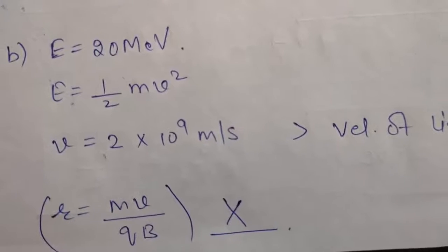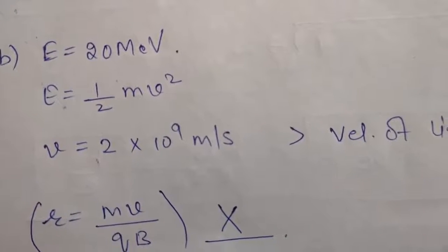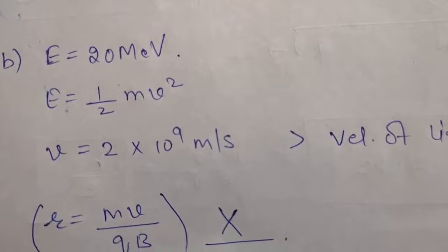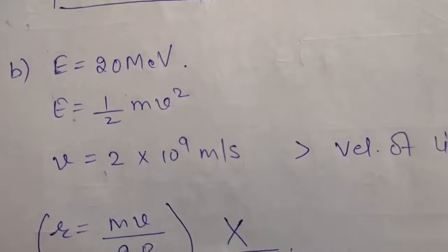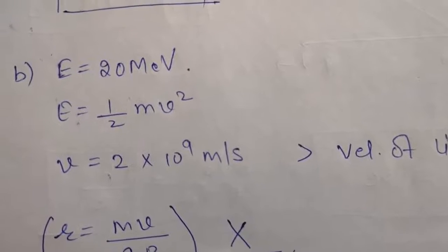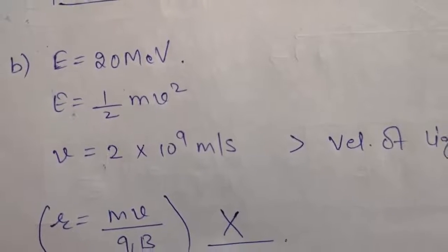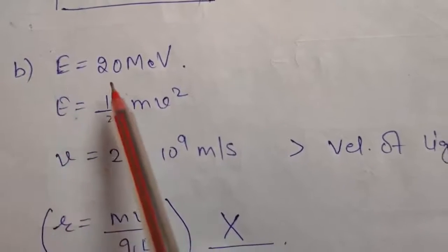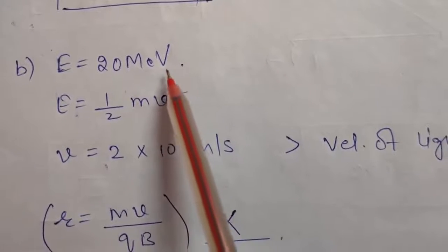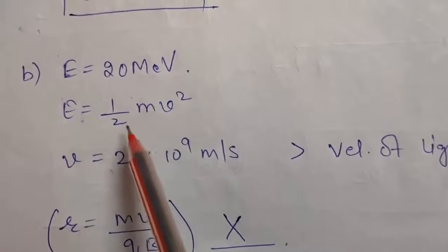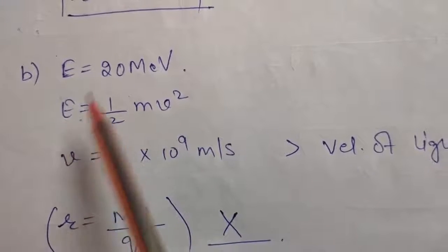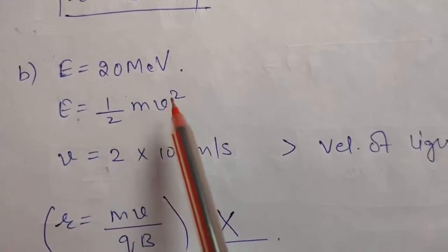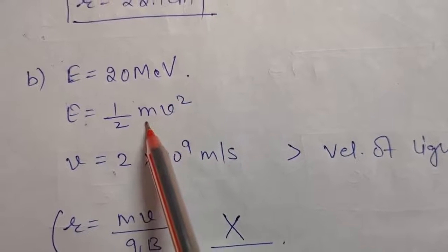Okay, then the second part of the question says, is the formula you employ in part a valid for calculating the radius of the path of a 20 mega electron volt electron beam? If not, in what way is it modified? Now the energy of the beam is given to be 20 mega electron volt. Now you know the energy of electrons can be written as half mv square as well. So by putting E equal to 20 mega electron volts, calculate v from here. You know the mass of electron.